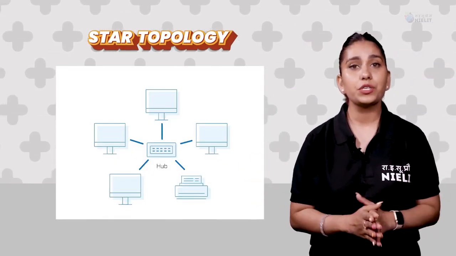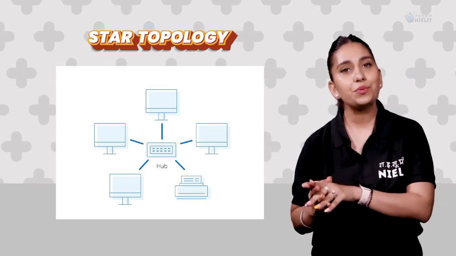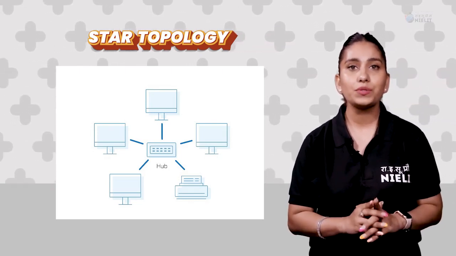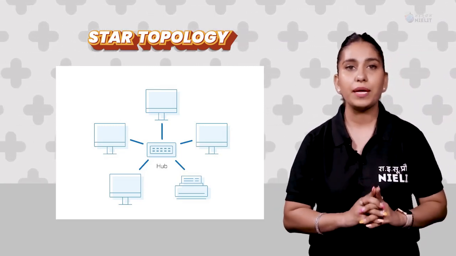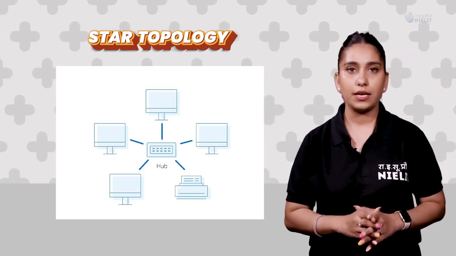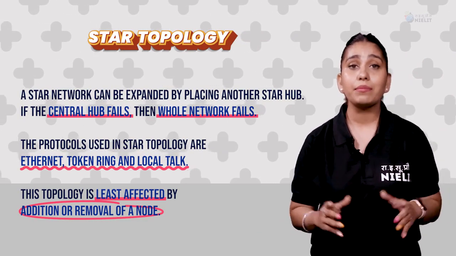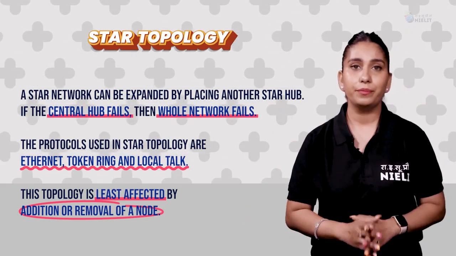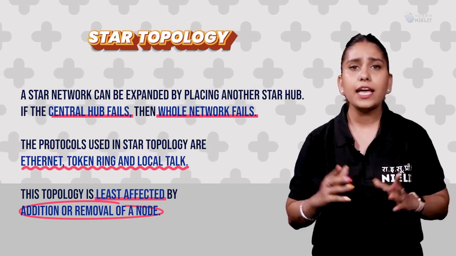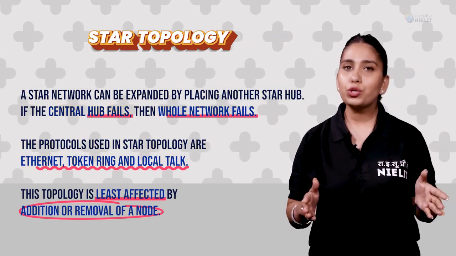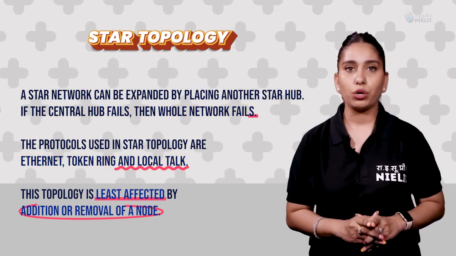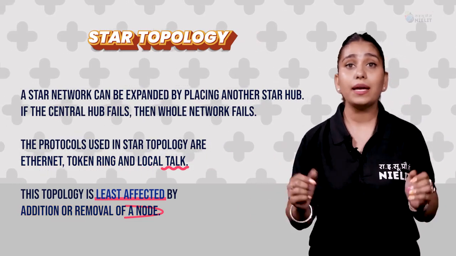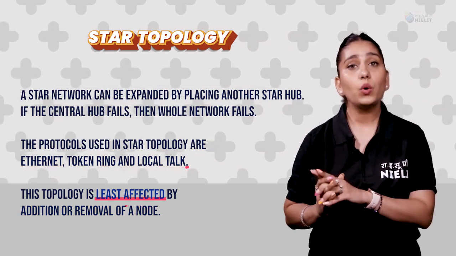Now next up we have the star topology. In this network topology, all the peripheral nodes are connected to a central node called the hub or switch, which rebroadcasts all transmissions received from any peripheral node to all nodes across the network. A star network can be expanded by placing another star hub. So if the center hub fails, then the whole network fails. The protocols used in star topology are Ethernet, token ring, and local talk. So this topology is least affected by addition or removal of a node since only one connection is to be made or removed.